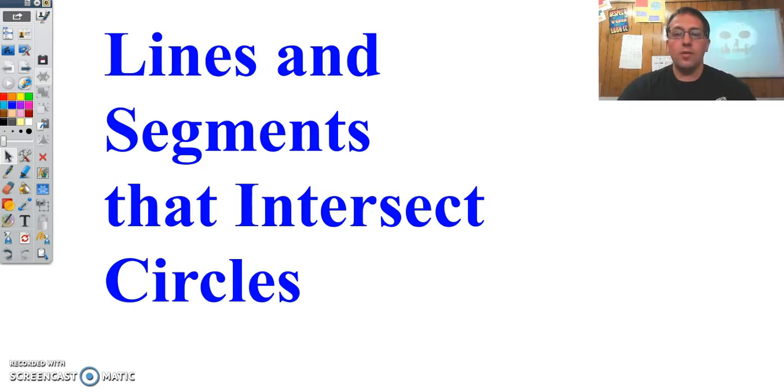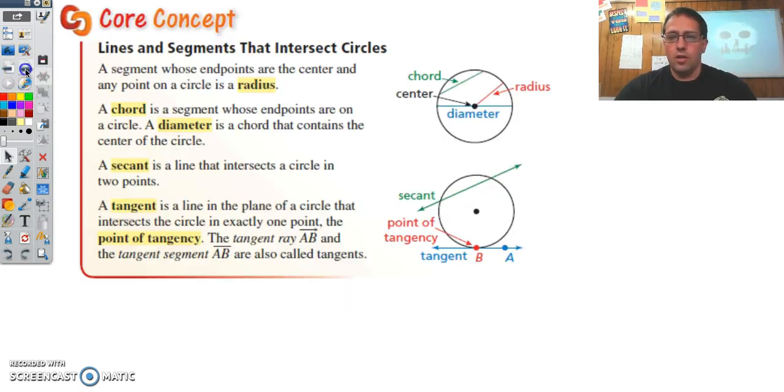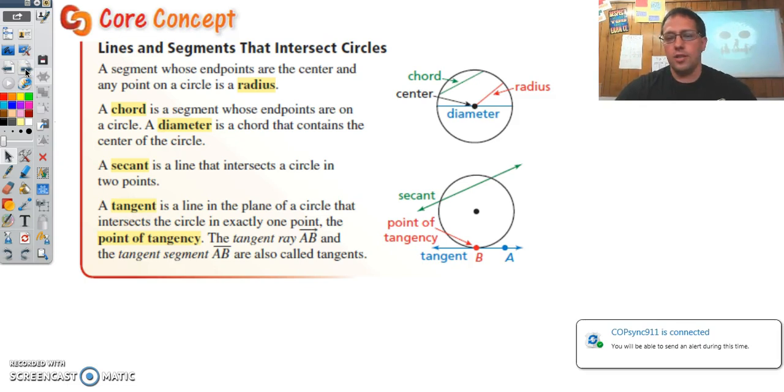Hello class, today what we're going to talk about is lines and segments that intersect circles. So we are finally moving on from polygons and triangles, and we're going to talk about circles. So here we go. Lots of things that intersect circles, stuff that goes through circles, stuff that just touches circles. First, some of these everybody knows.